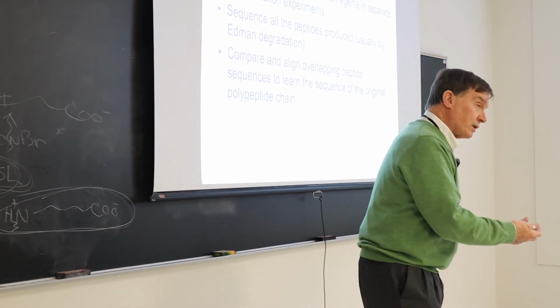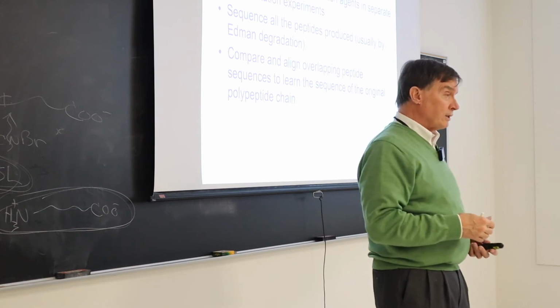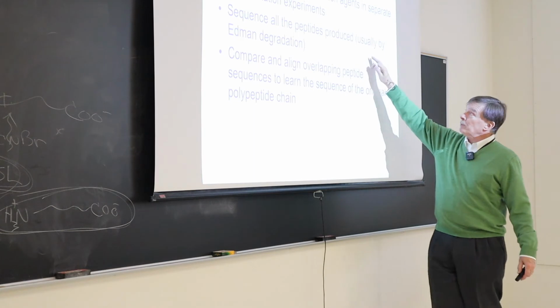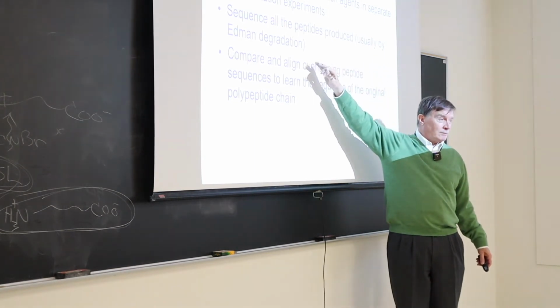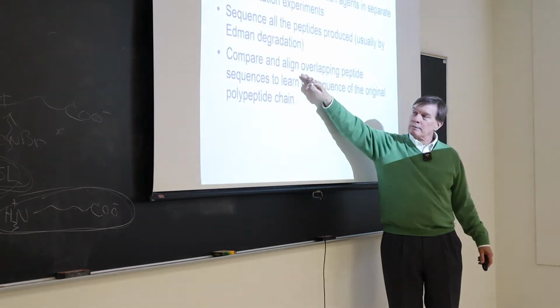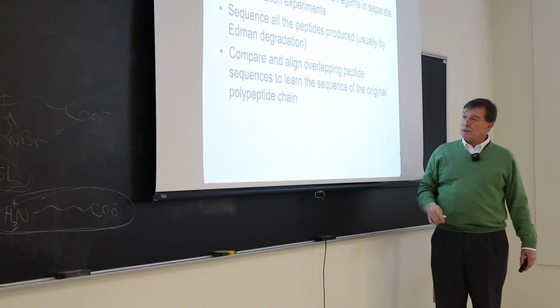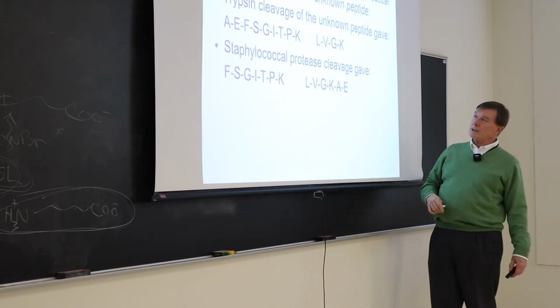Get a set of cleavages here, a set of cleavages here. Then you have to compare the fragments to see what overlaps with what. Okay? Sequence all the peptides that you get, usually by Edman degradation, the phenylisothiocyanate. Compare and align the overlapping peptide sequences to learn the sequence of the original peptide chain. Is that good? So here's how it works.